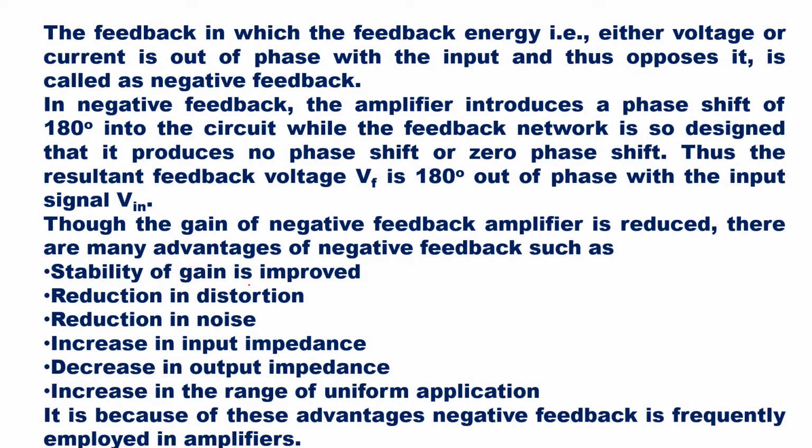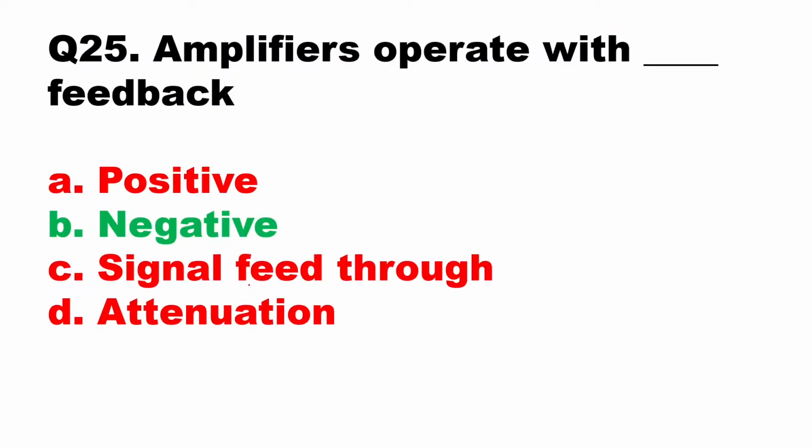Though the gain of negative feedback is reduced, there are many advantages of negative feedback, such as stability of gain is improved, reduction in distortion, reduction in noise, increase in input impedance, decrease in output impedance, increase in the range of uniform application. Okay? It is because of these advantages, negative feedback is frequently employed in amplifiers. So here the answer will be negative feedback. Amplifiers operate with feedback which is negative.